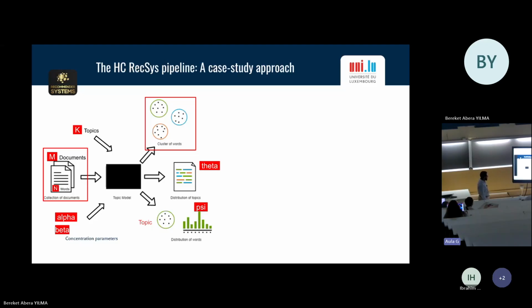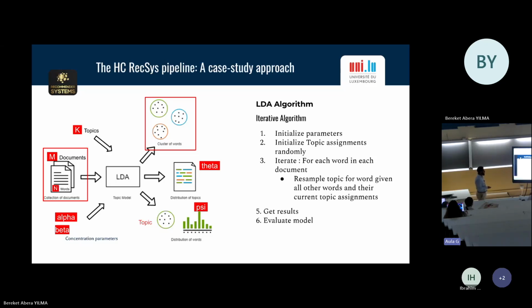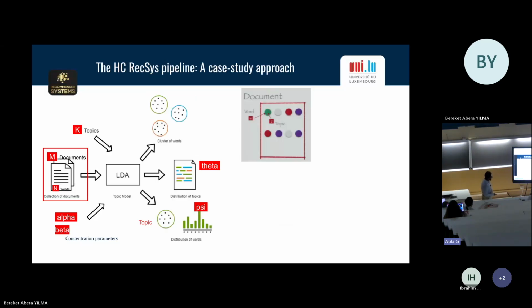Okay, so when we unpack what happens inside, LDA is an iterative algorithm. You start by initializing the parameters, and then you iterate, resampling for each topic. You assign a topic for each word, and then you resample. Let's say you have a document, and the dots depict words within that document. The colors represent topics. So I assign topic green, topic white, red, and so on.